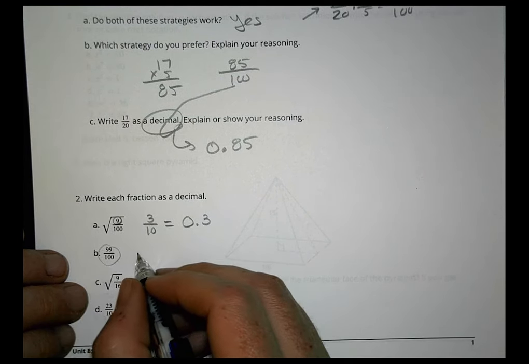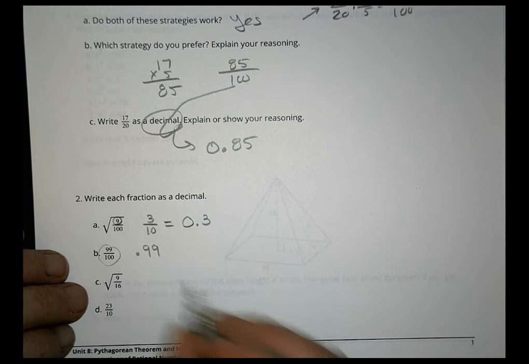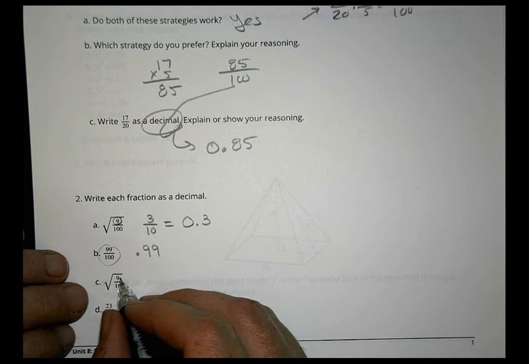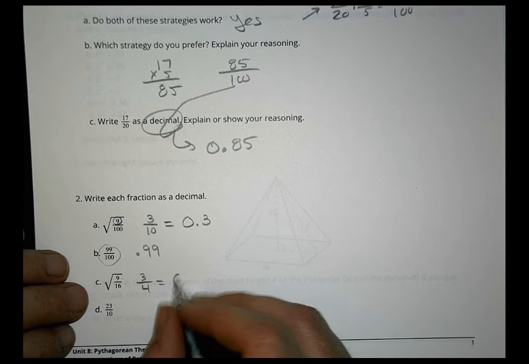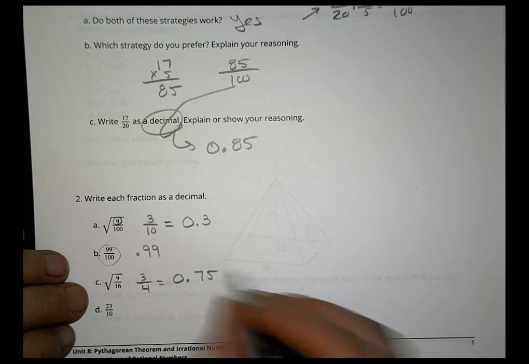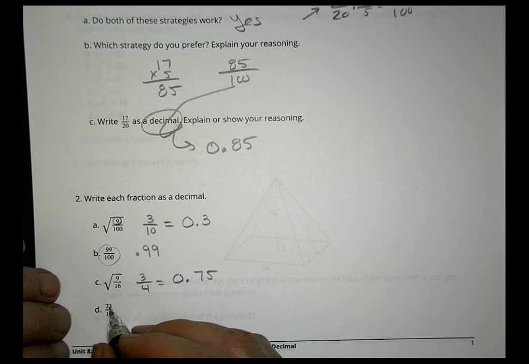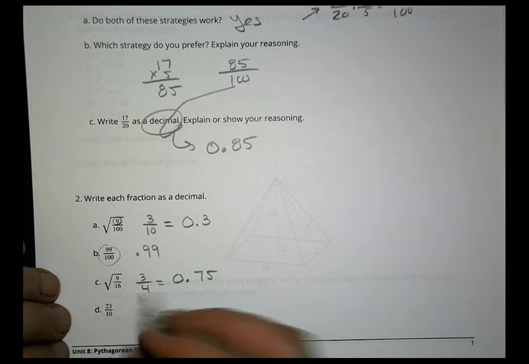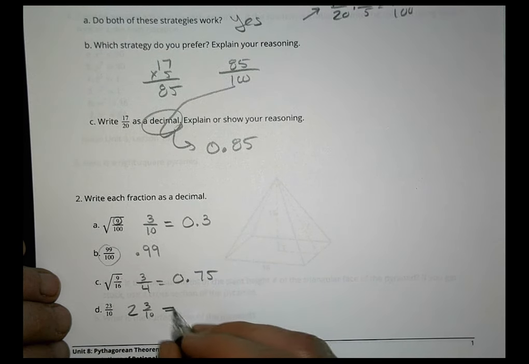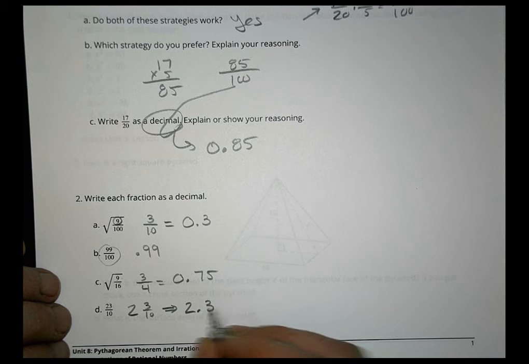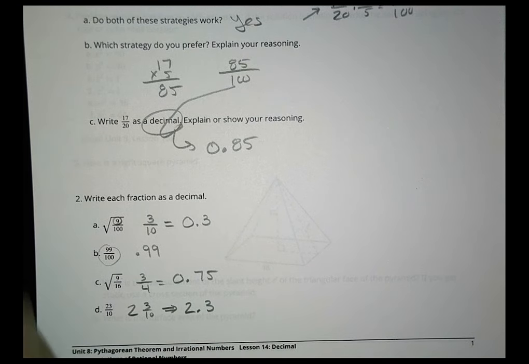Here, 99 out of 100 is 0.99, 99 hundredths. Square root of 9 is 3, square root of 16 is 4, 3/4 as a decimal is 0.75. And our last one, we have 23 over 10. You could think of it as writing it as 2 3/10 because 10 goes in here 2 times, right? So as a decimal, then that becomes 2.3, like so.